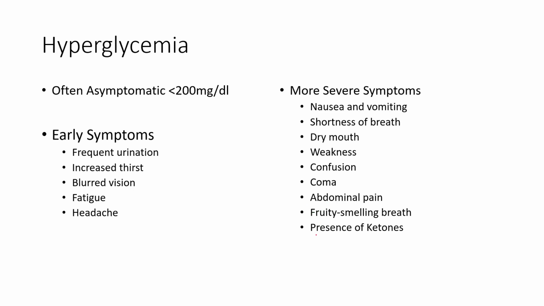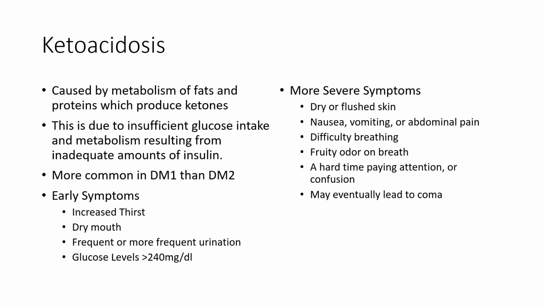We're not able to uptake any glucose into our cells, or diabetics specifically, they start relying on the metabolism of fats and proteins, which produce ketones, which will cause this fruity smelling breath when they're metabolized, or these ketones. So again, ketoacidosis is caused by metabolism of fats and proteins which produce ketones. This is done when there is insufficient glucose intake, right? So we can see this in a hyperglycemic state, right? When there's plenty of glucose in the blood, but we can't take it into our cells.